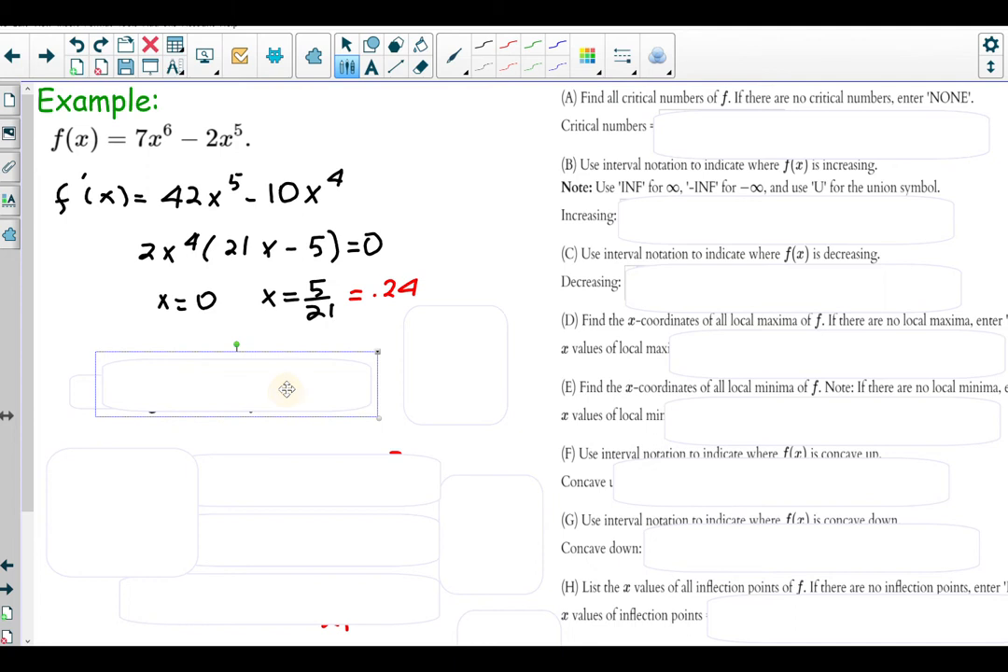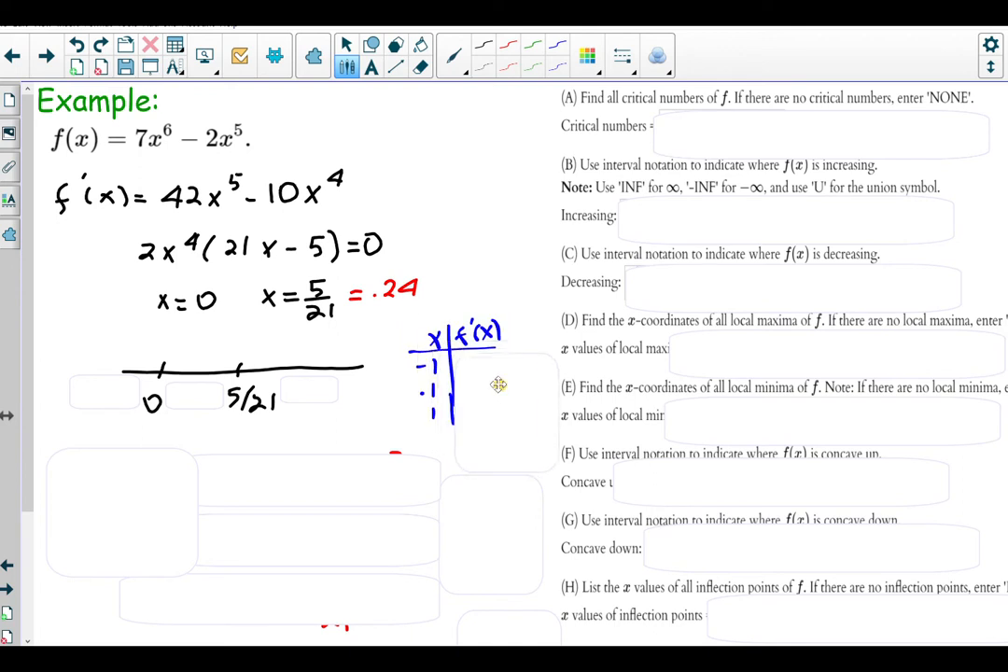So we put them on the number line from the smallest to the largest. So 0 on the left, 0.24 on the right, and we pick test values from in between those critical points. So I can pick -1, 0.1, and 1 as my test values. And we're going to plug them into f prime because we want to see the sign of f prime over those 3 intervals.